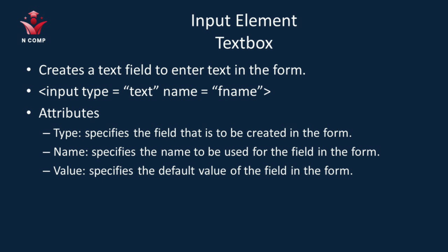The tag input open and input close is used to implement all the form elements. The input tag has different attributes like type, name and value. The type attribute of the input element specifies the field that is to be created in the form. The name attribute specifies the name to be used for the field in the form. The value attribute specifies the default value of the field in the form.